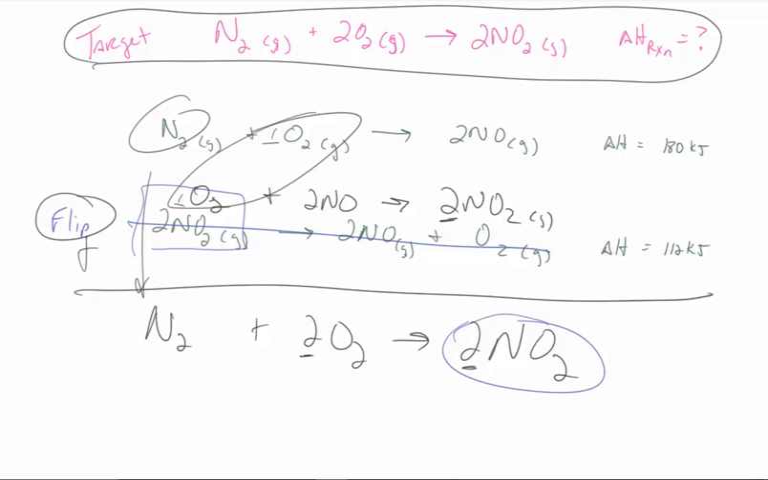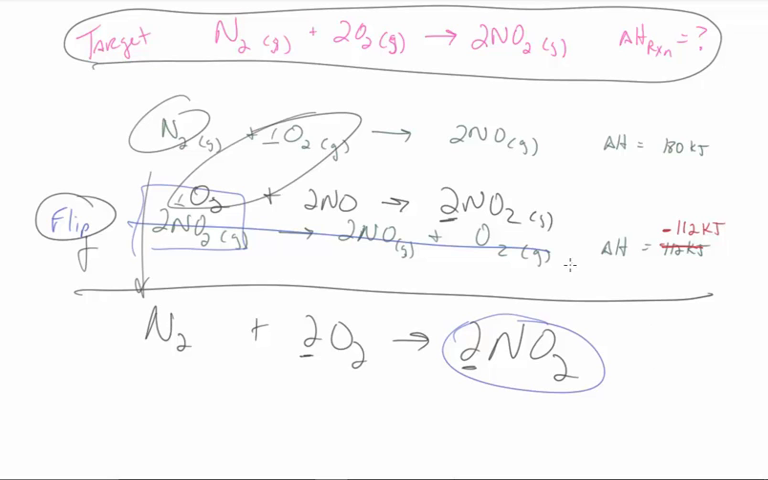Now notice I flipped the reaction here, but I did not do anything to the enthalpy value, and that was my mistake. I should actually make that a negative 112 kilojoules, right? Because I flipped the reaction. This is a state function. I'm just going in the opposite direction. So the sign of my enthalpy value will be reversed.